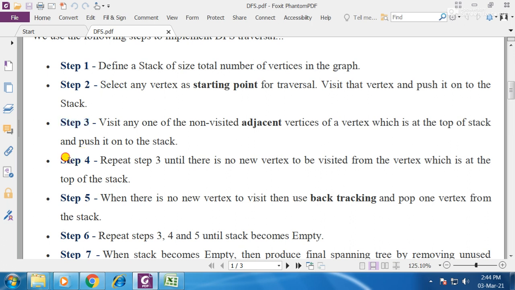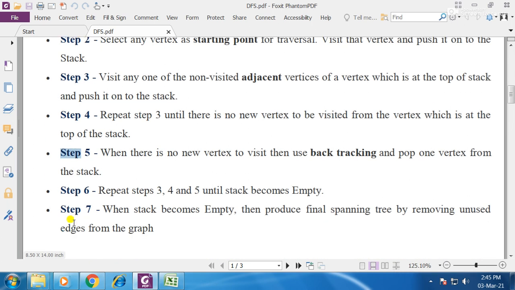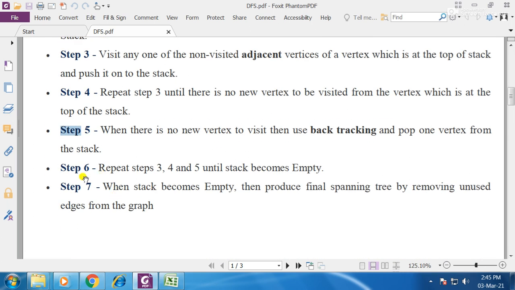Repeat step 3 until there is no new vertex to be visited from the vertex which is at the top of the stack. And step number 5, when there is no new vertex to visit, then use backtracking and pop one vertex from the stack. Repeat steps number 3, 4 and 5 until the stack becomes empty. Step number 7, when the stack becomes empty, then produce the final spanning tree by removing unused edges from the graph.